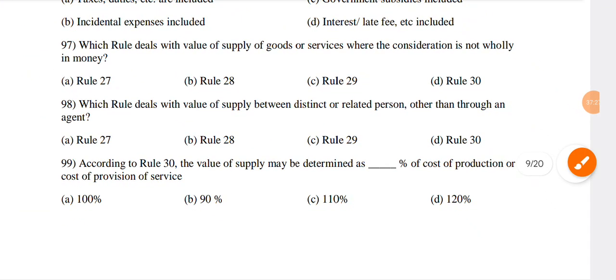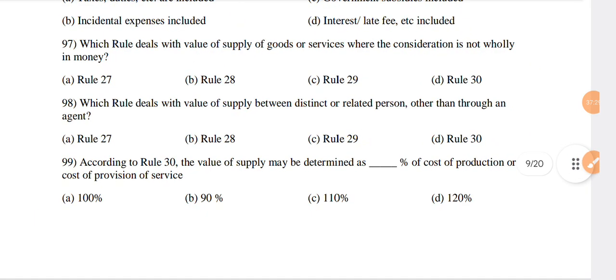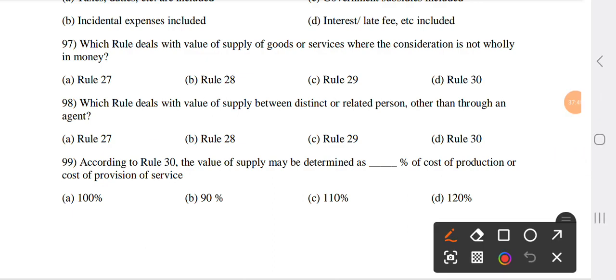Next question, which rule deals with the value of supply between distinct or related persons other than through an agent? Option A, rule 27, B, rule 28, C, rule 29, and D, rule 30. The correct option is B, rule 28.